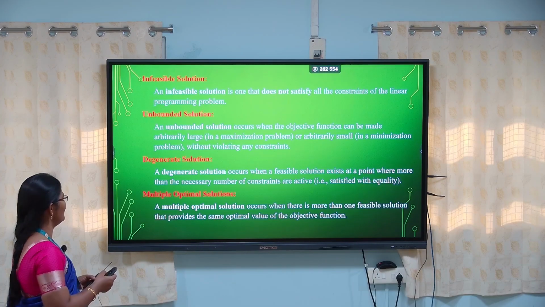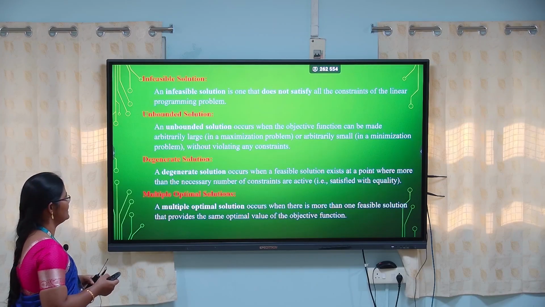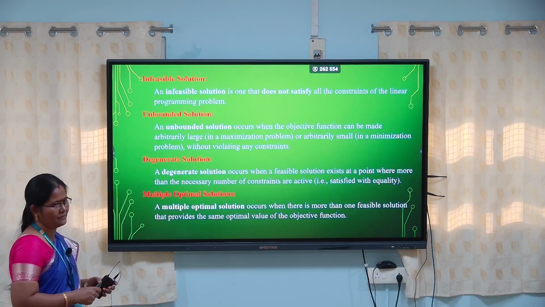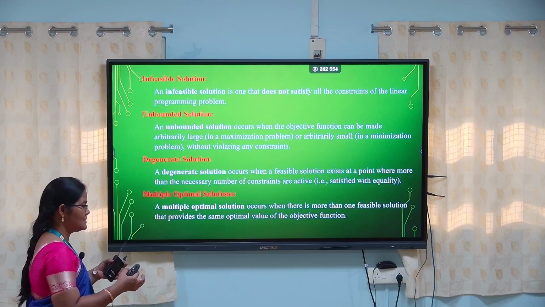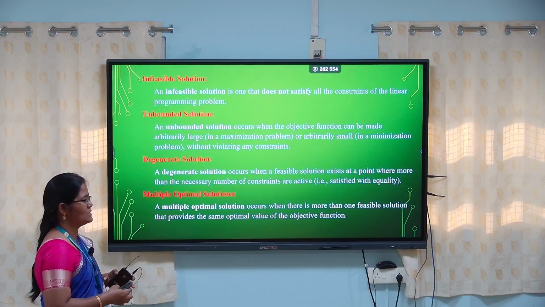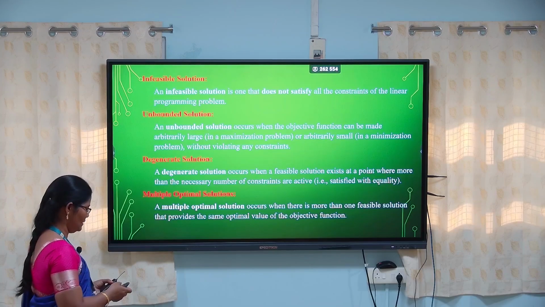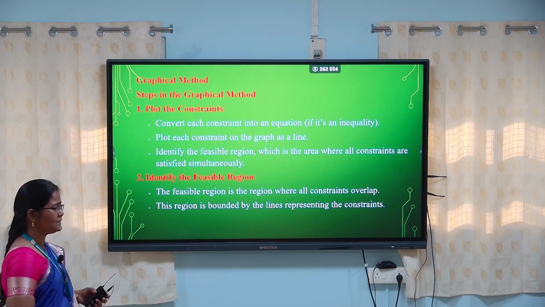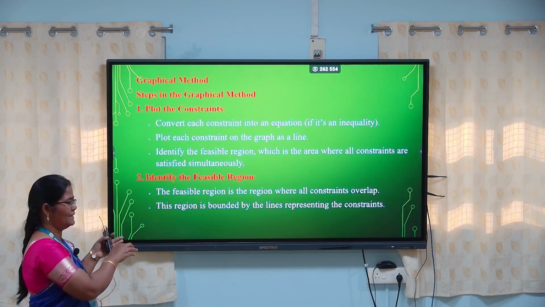And then multiple optimum solutions. Multiple optimum solutions occur when there is more than one feasible solution that provides the same optimal value of the objective function. Sometimes different combinations will give the same optimum value. At that time we represent the solution as multiple optimum solutions. Here we have to learn about the graphical method to solve this linear programming problem.